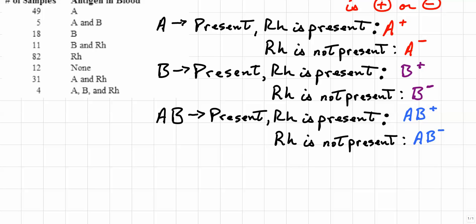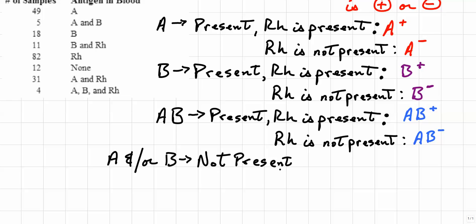Then finally, we have the choice of A and B both not being present. And the way I've written it, A and B not present means that neither of them is going to be present for this following blood type. Once again, RH will either be present or RH will not be present.